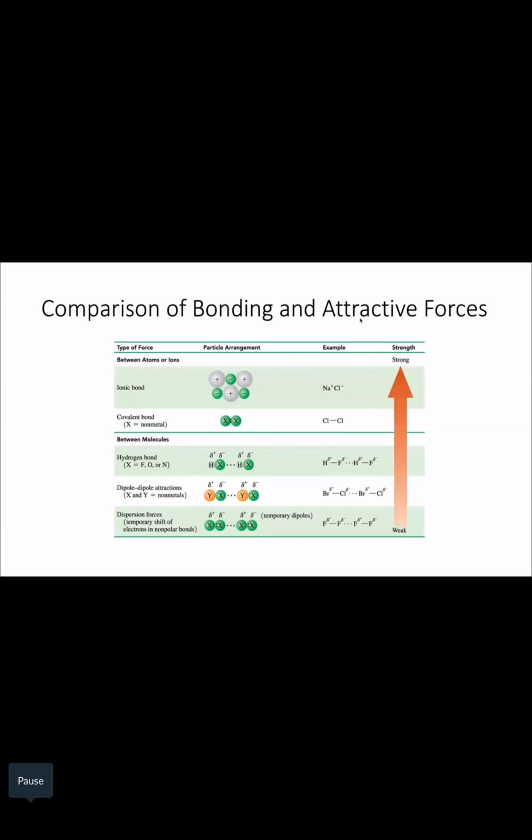So, a comparison of bonds and attractive forces. Ionic are the strongest ones. Covalent nonmetals are going to follow. Then we have hydrogen, dipole, and dispersion, which are going to be on the weak side.